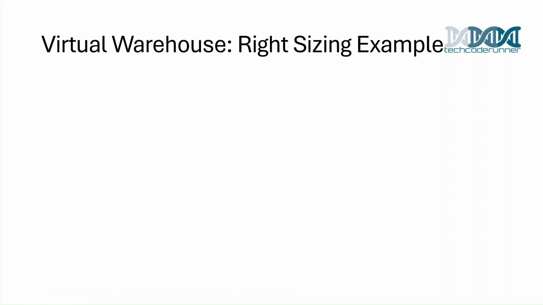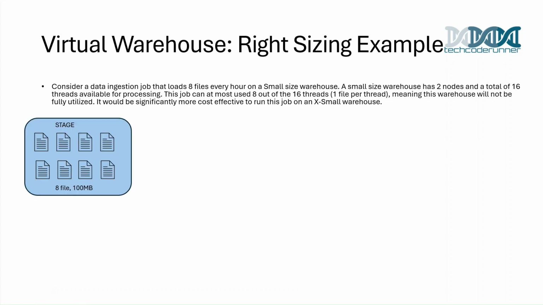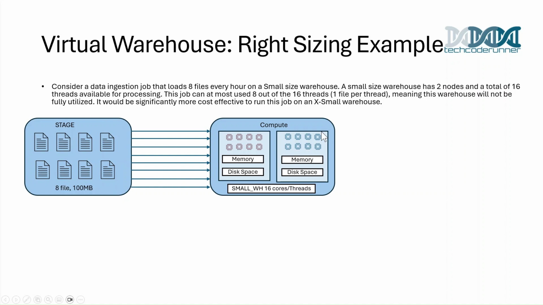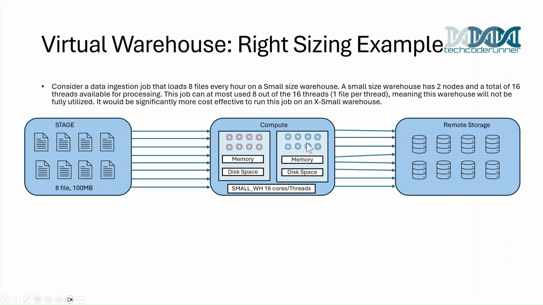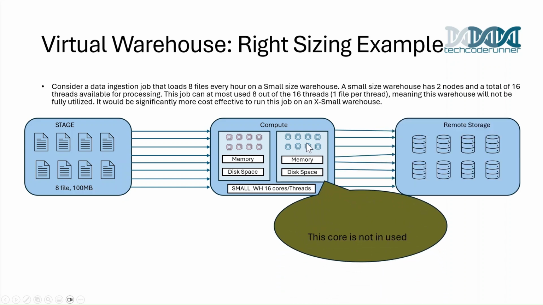Let's see this with an example. Consider a data ingestion job that loads 8 files every hour on a Small warehouse. A Small warehouse has two nodes and a total of 16 threads available for processing. So for these 8 files that need to be ingested into Snowflake, it will only utilize 8 threads, and the other 8 threads are in an idle state, so that particular node is not in use.